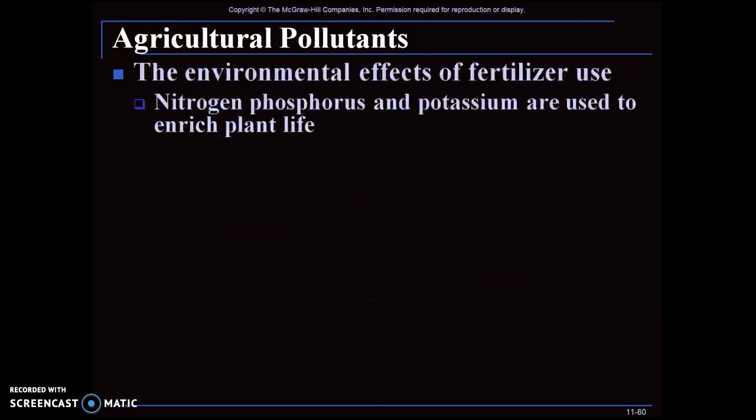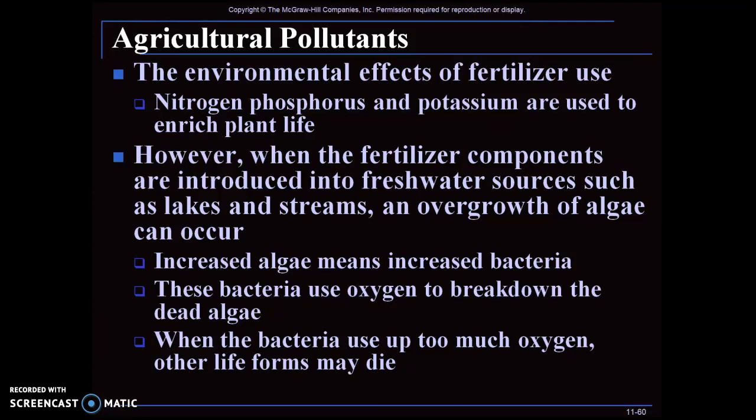The environmental effects of fertilizer use. Nitrogen, phosphorus, and potassium are used to enrich plant life. So they use them as fertilizers to make the best yield. However, when these fertilizer components are introduced into freshwater resources, such as lakes and streams, overgrowth of algae can occur. Increased algae means increased bacteria. This bacteria uses oxygen to break down the dead algae. When the bacteria use up too much oxygen, other life forms might die.